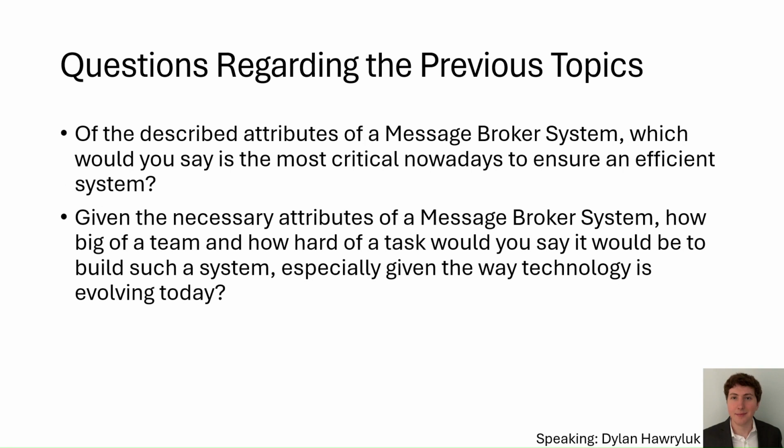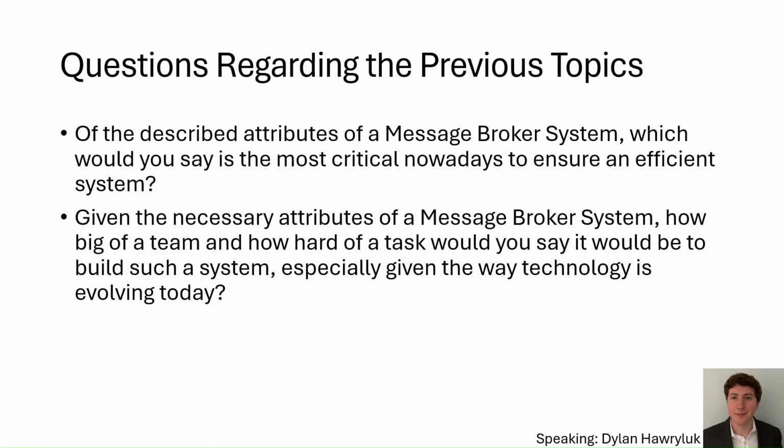So now I have some questions for the viewers, audience, regarding my topics I just went over. So the first one I would like to ask is, of the described attributes of a message broker system, which would you say is the most critical nowadays to ensure an efficient system? So the stuff such as reliability, scalability, security, which of those would you think is the most critical nowadays? Personally, I would say security, especially given the new attacks and AI coming out to look to exploit.